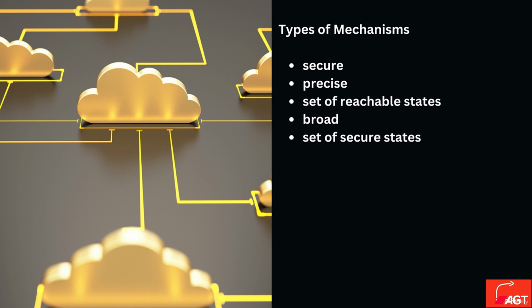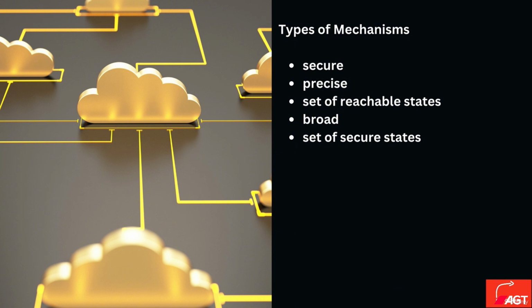Set of secure states. In order to guarantee that the system is always in a secure state, mechanisms based on the set of secure states are used. These systems are frequently employed to identify security events, respond to them, or stop illegal access to cloud services. These might include firewalls, intrusion detection systems, and other security measures.